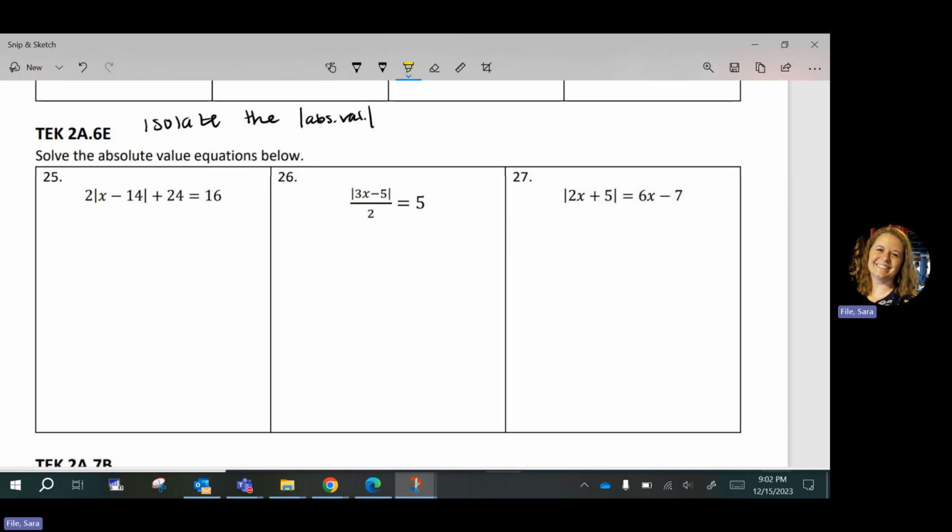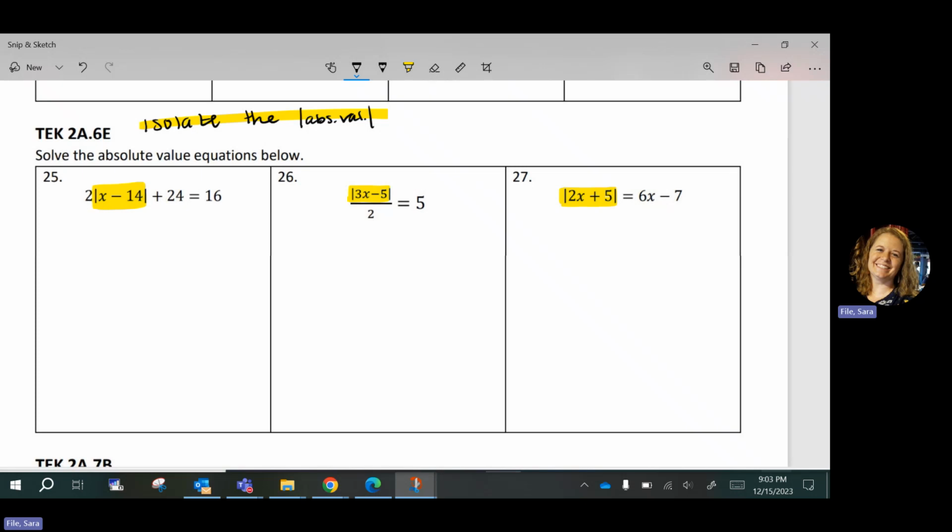In this case, that is this. I'll go ahead and highlight in all of them. This is the piece that I'm trying to get by itself to start. That's my step 1. Okay, so over here, I've got a 2 being multiplied and a plus 24 being added that I need to move.